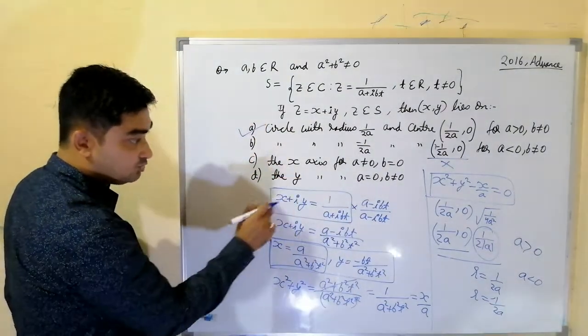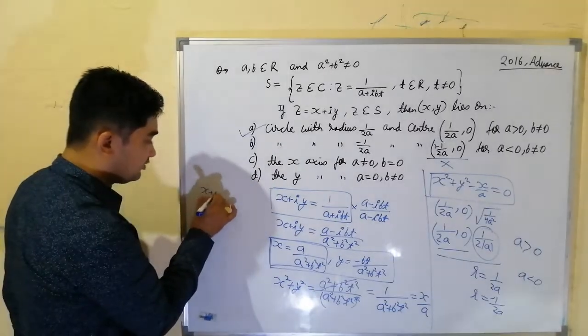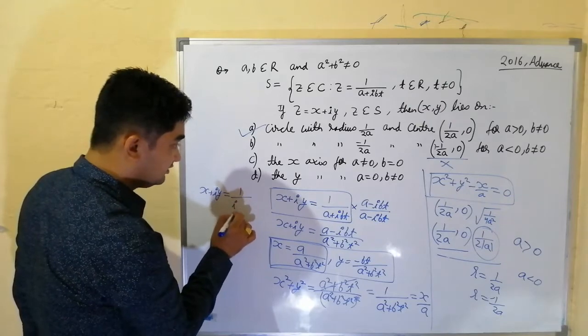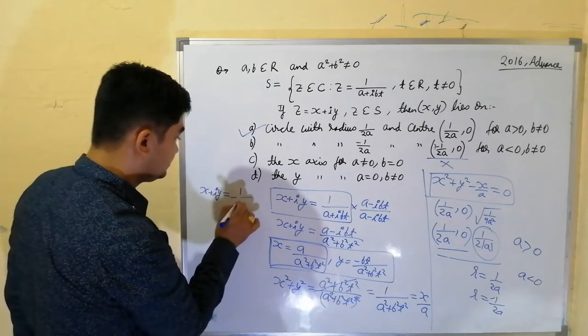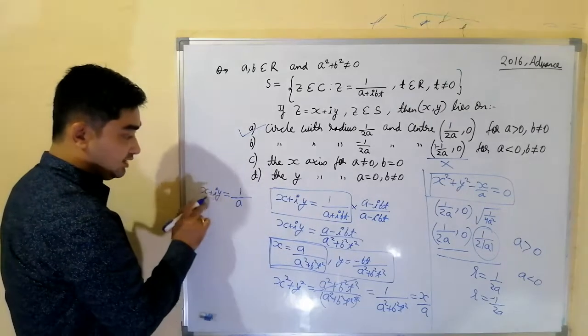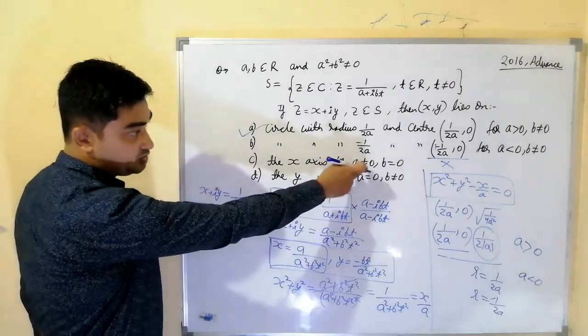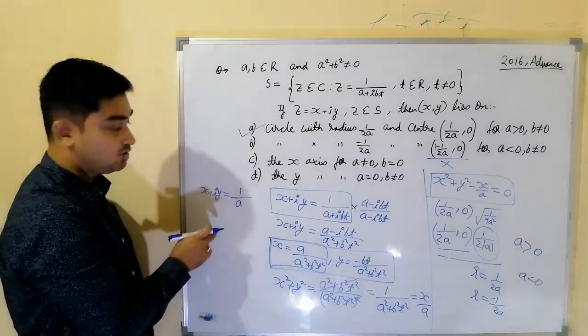Putting b equal to 0, we will have x plus iota y is equal to 1 by iota b, which is 0. Then it is 1 by a. Now the left hand side is a complex number, and the right hand side is a real number, 1 by a, because we have put b equal to 0. We are checking whether option C is correct or not.